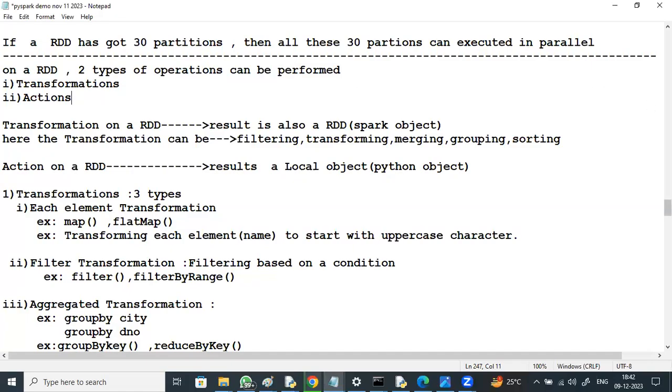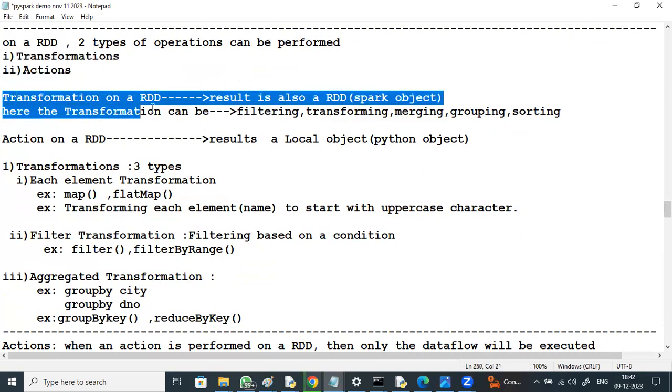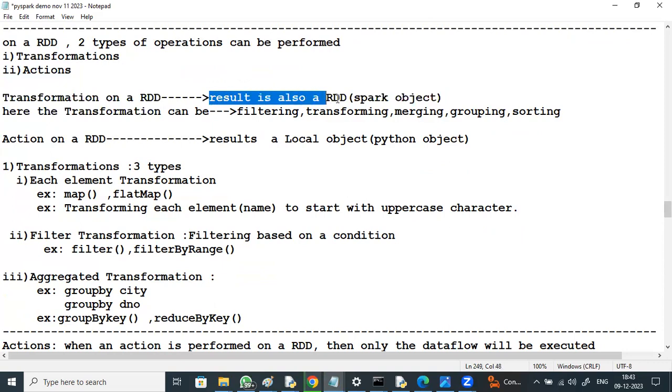Mainly two types of operations can be performed: transformations and actions. Observe here, if you are performing a transformation on an RDD, the result is also an RDD. RDD is the Spark object we call the Spark data object. Here the transformation can be filtering the data, transforming the data, merging the data, grouping or sorting.